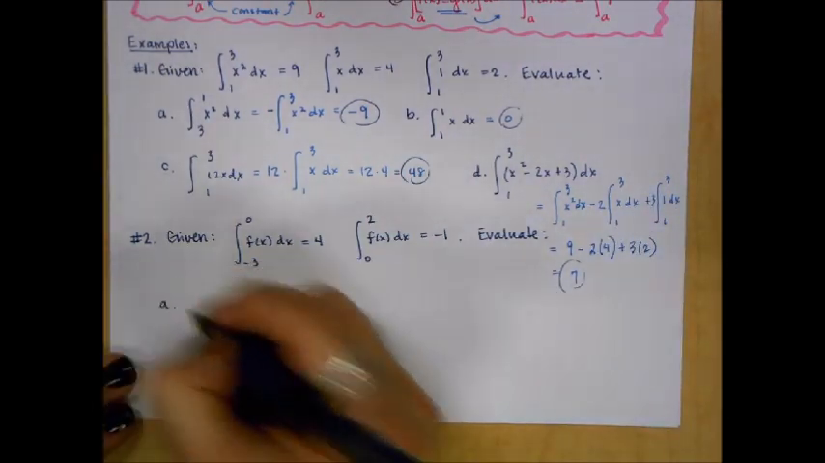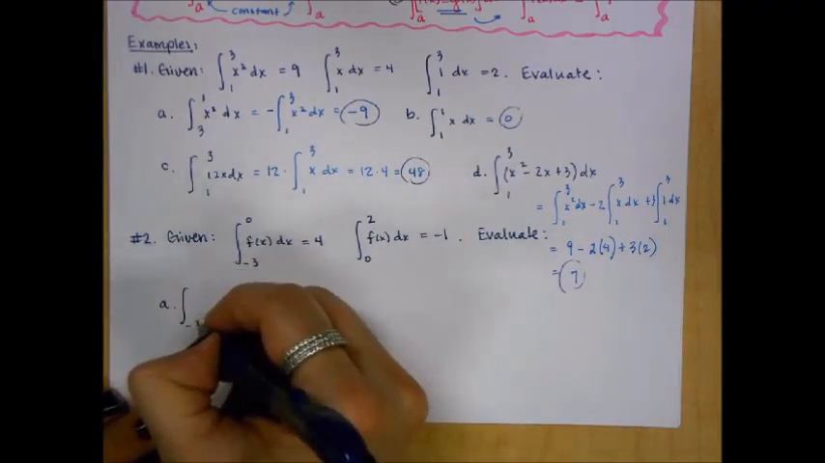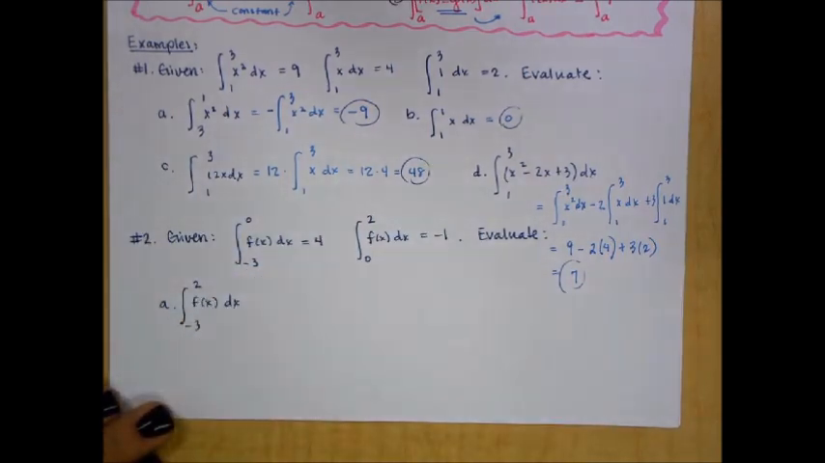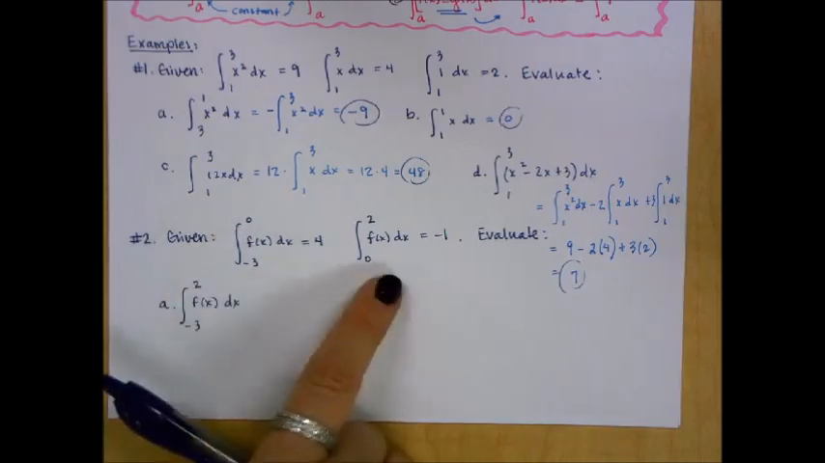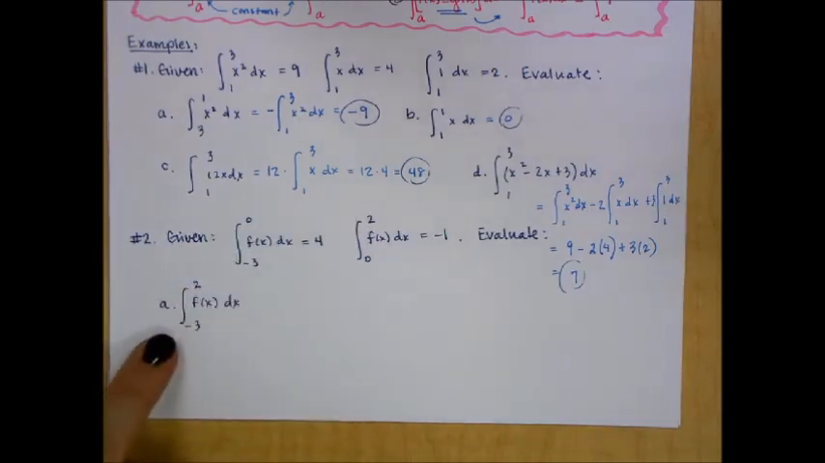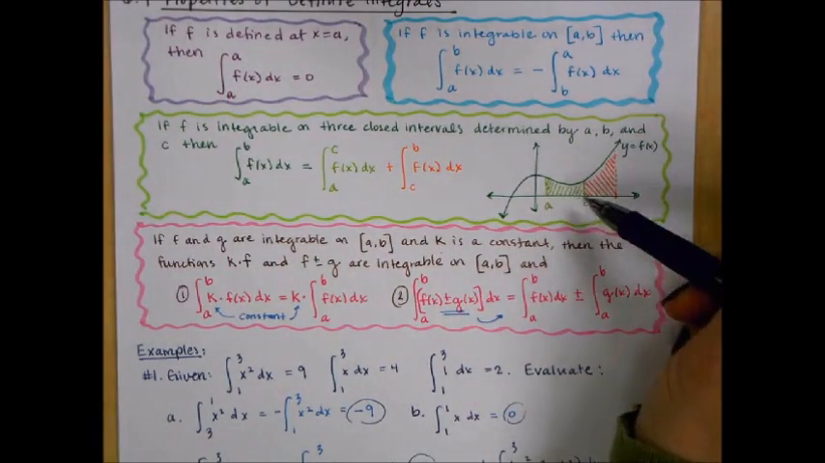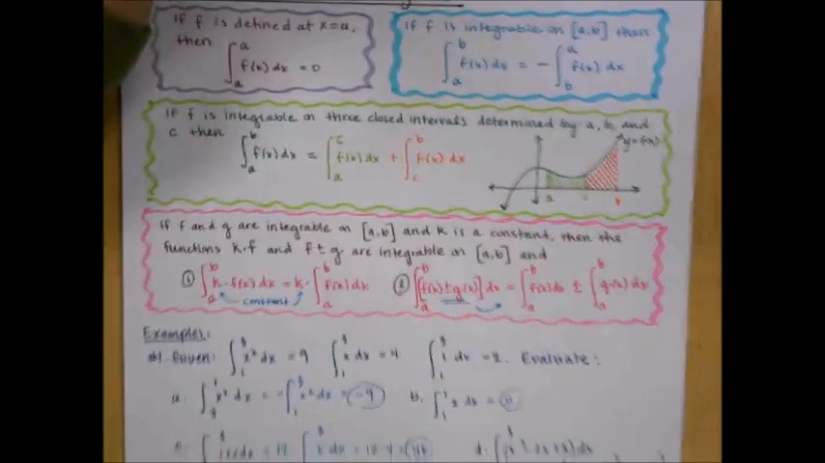So for A, we have the integral from negative 3 to 2 of f of x dx. So we need to remember that for the same function, negative 3 to 0 picks up at 0 and ends at 2. So that's going to give me my total interval. So this is that third property. So negative 3 to 0, and then continue from 0 on to 2. So if I add the two together, I get that full interval. Okay, so that's what this is here.